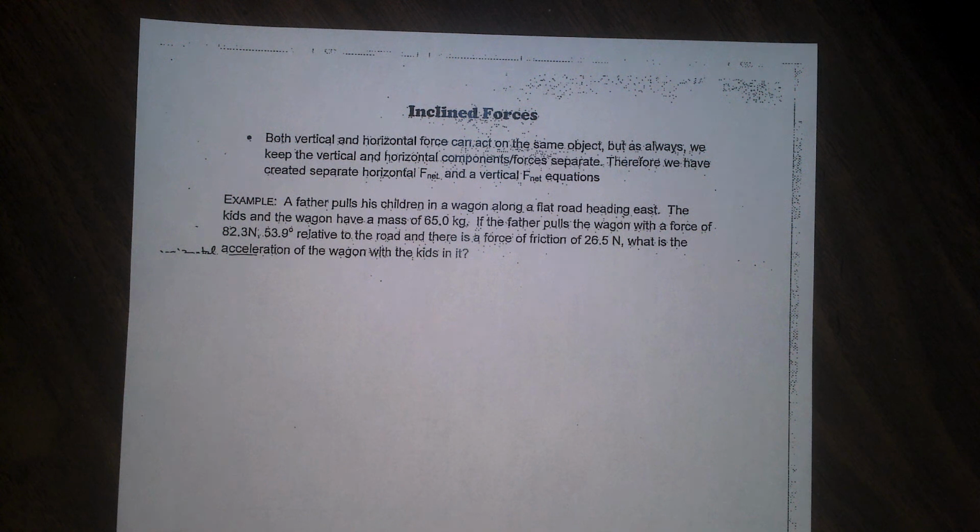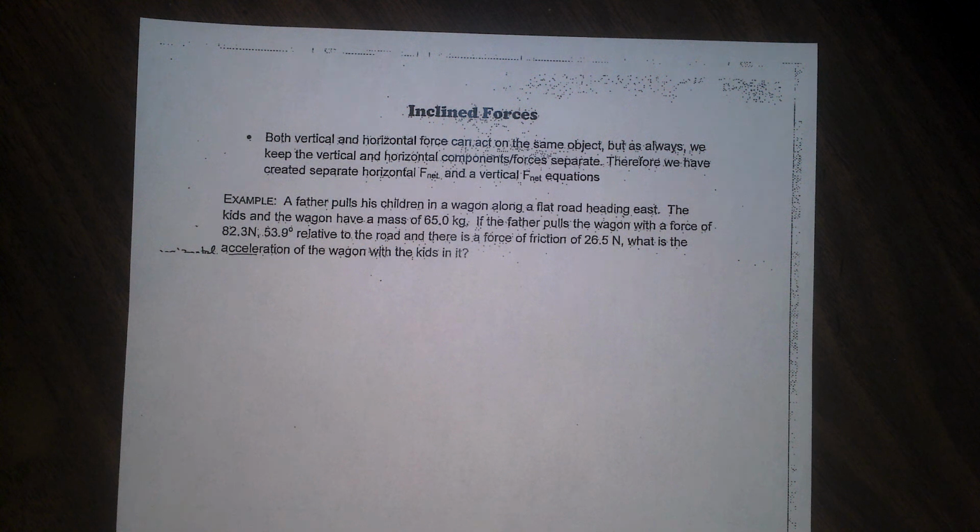Vertical and horizontal forces usually act on the same object, but we always keep them separate. And so we have an F net X and we have an F net Y. If a father pulls his children in a wagon along a flat road heading east, the kids in the wagon have a mass of 65 kilograms. If the father pulls the wagon with a force of 82.3 newtons, 53.9 degrees relative to the road, and there's a force of friction of 26.5 newtons, what is the acceleration of the wagon with the kids in it?